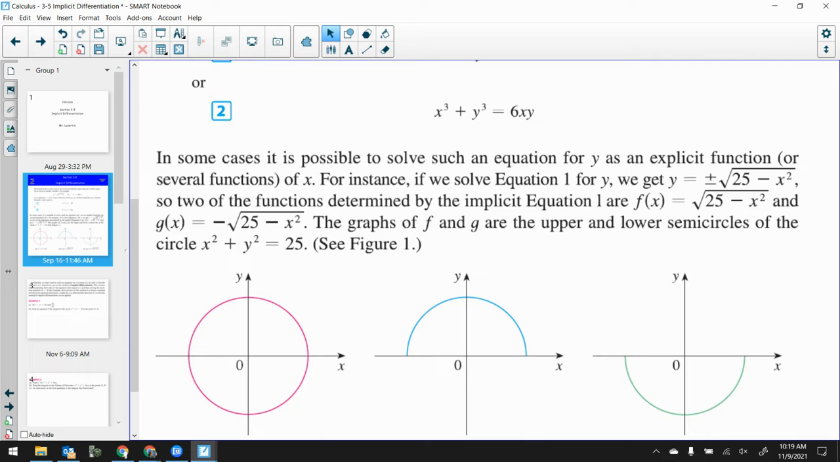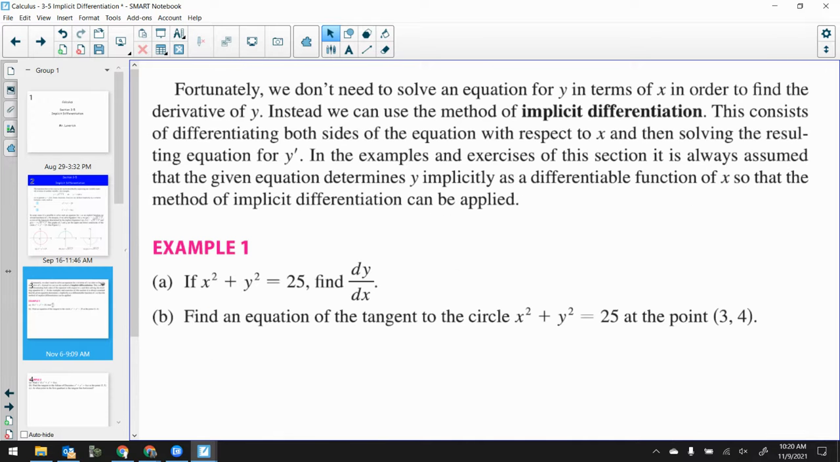That's got a fancy name to it, but we'll look at that a little bit later on. But what am I talking about here? I'm talking about functions that have x's and y's in them as part of the equation. Those are called implicit functions.